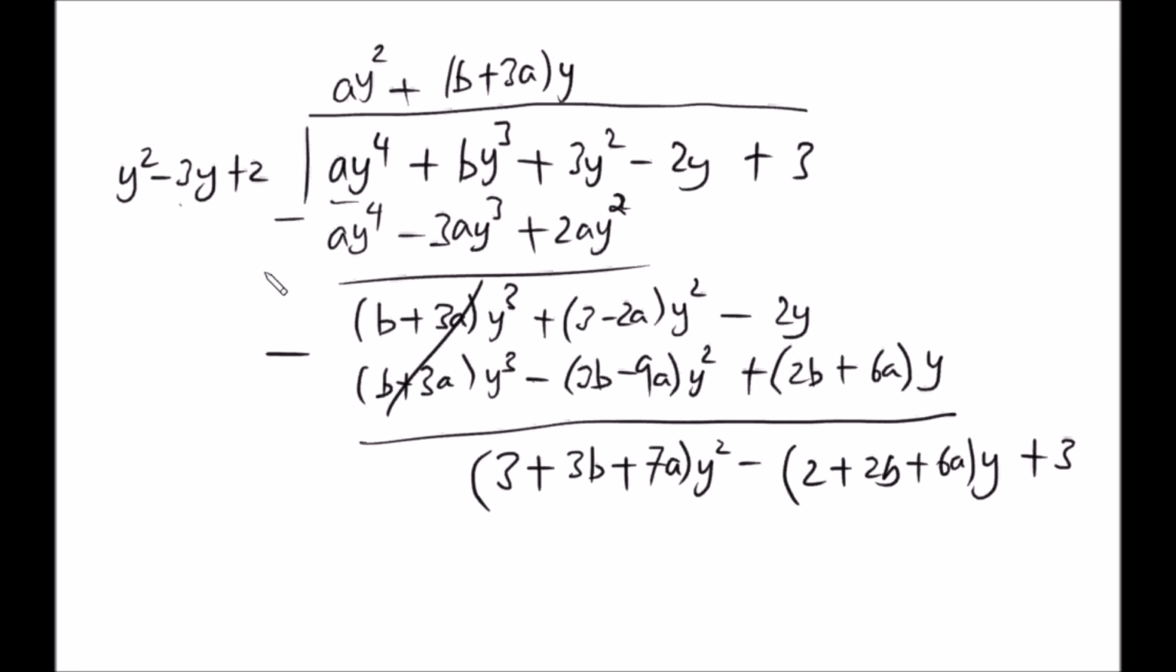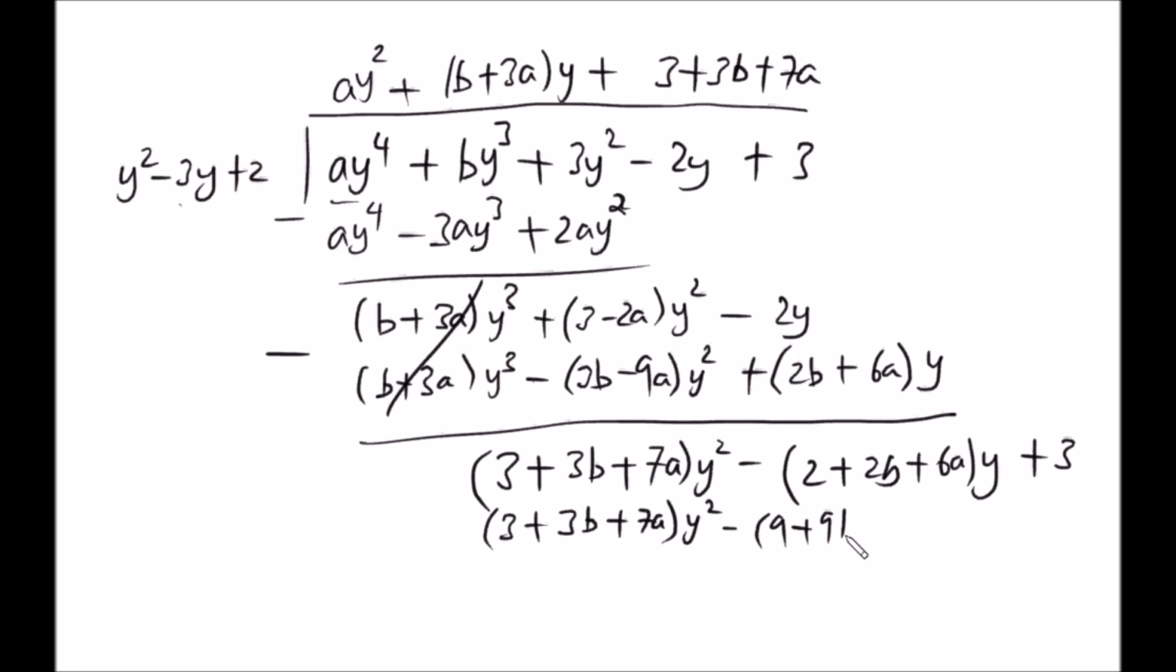So nizidishe y square kwa ngapi nipate huyu 3 plus 3b plus 7a times y square? Maana ni 3 plus 3b plus 7a. So uzidisha kwa y square nitapata 3 plus 3b plus 7a y squared. So minus hapa sasa 3 times 3 ni 9, again 9b, and then 7 times 3 ni 21a.